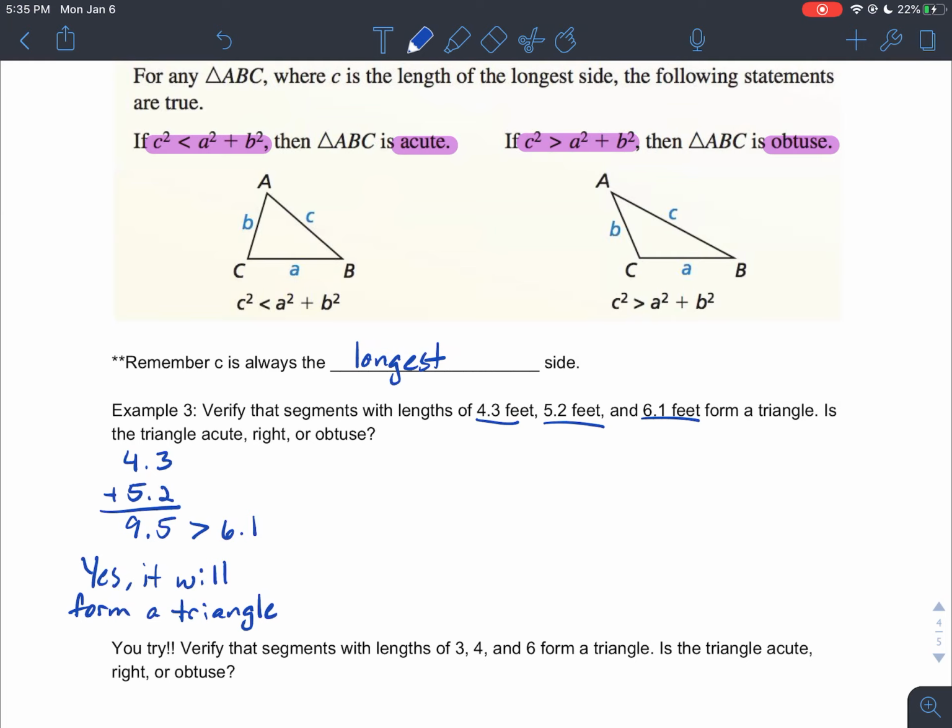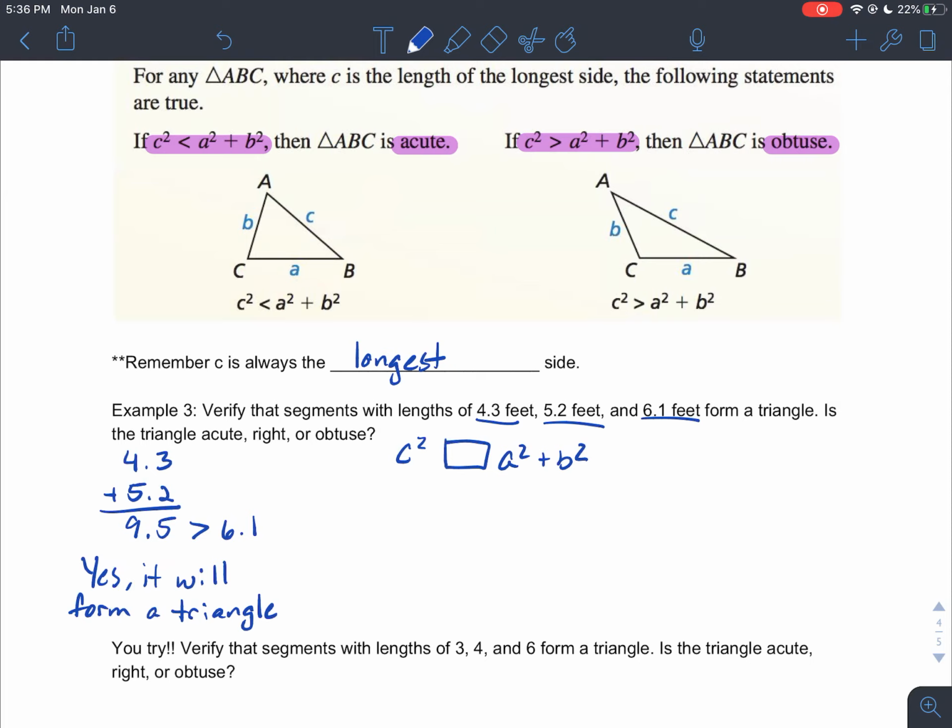And then what type? So c squared, is it going to be equal to a squared plus b squared, less than it, or greater than it? Okay, a squared plus b squared. So I like to put that little box there because I'm going to plug in c, a, and b, and then figure out, is it less than it, equal to it, or greater than it?